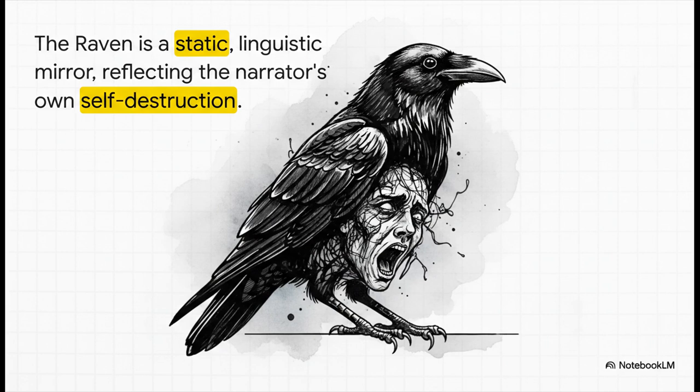And here's the absolute kicker, right? The Raven doesn't do anything. It doesn't attack, it doesn't threaten, it just sits there and says one word. It's a mirror. The narrator is the one who projects all of his pain, all of his despair, onto that single word, and it's the reflection that shatters him.